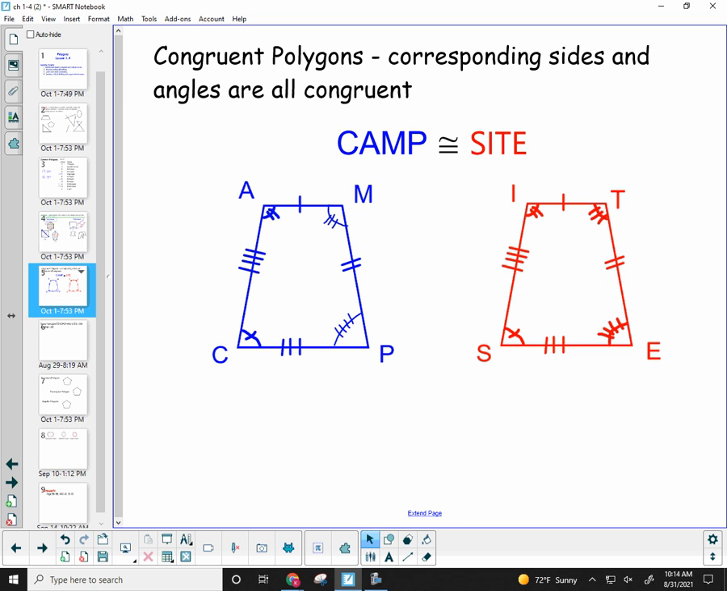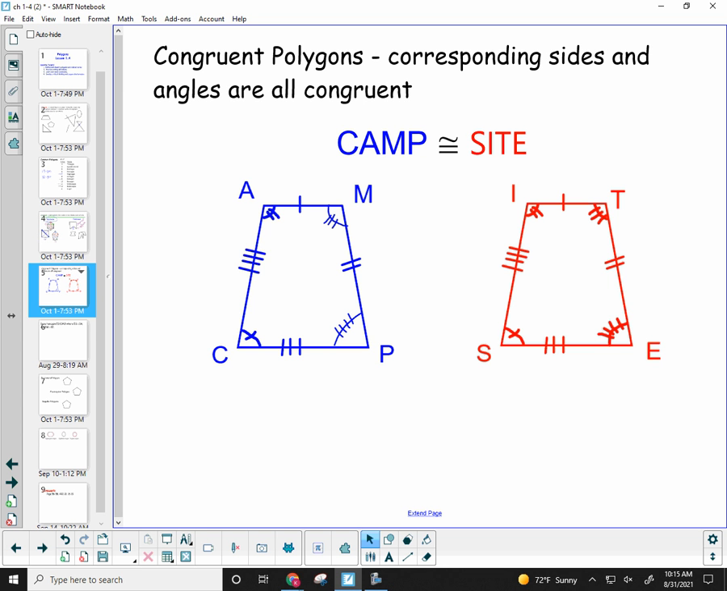Now, notice that these two figures have to be exactly the same. I can turn one on its side, but it still has parts that match up. They don't have to be oriented the same way, but they do have to have all, in this case, 8 parts that match up, 4 angles and 4 sides. So we were writing congruency statements for congruent segments and congruent angles.